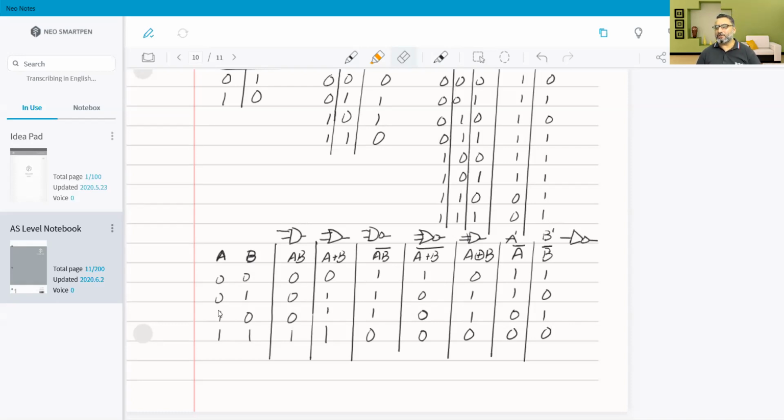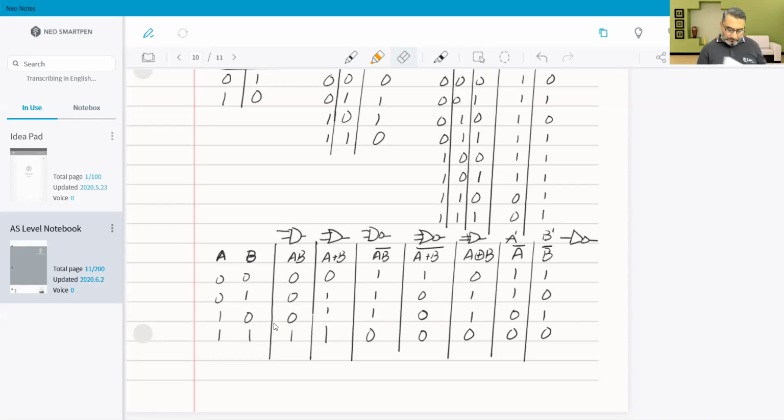So A is 0 0 1 1, so it would become 1 1 0 0, and in B it is 0 1 0 1, so it would be inverted to 1 0 1 0. So that is how we find out the inputs, total number of inputs for the logic gates, and then we work it out to find the output of it.